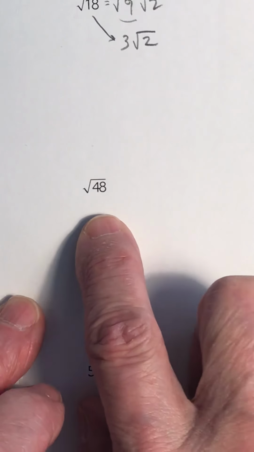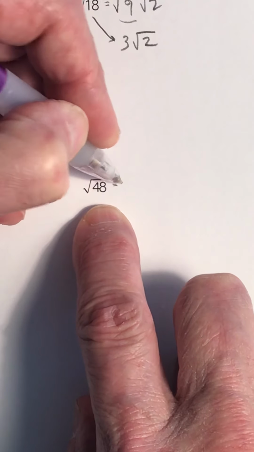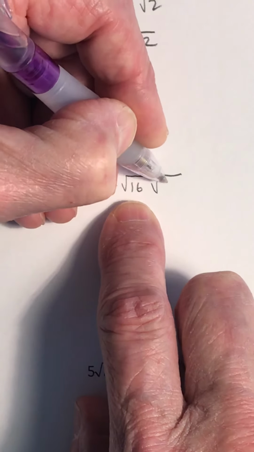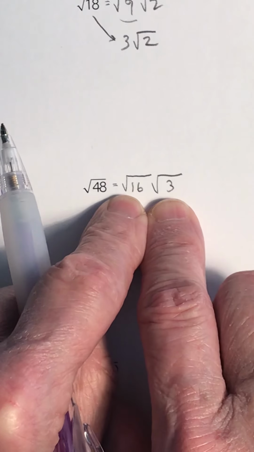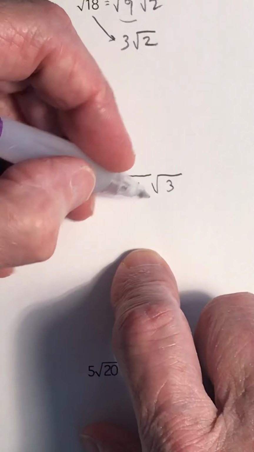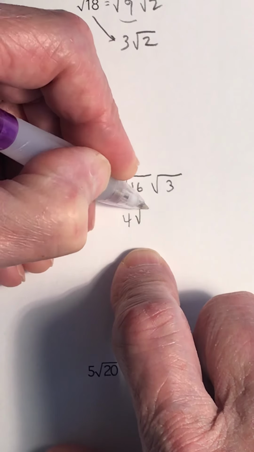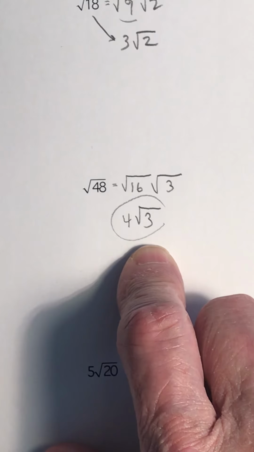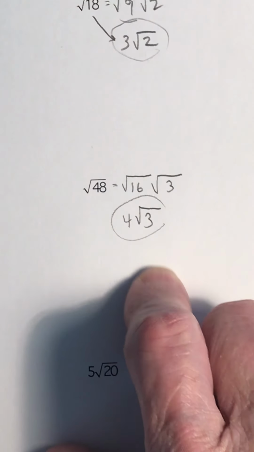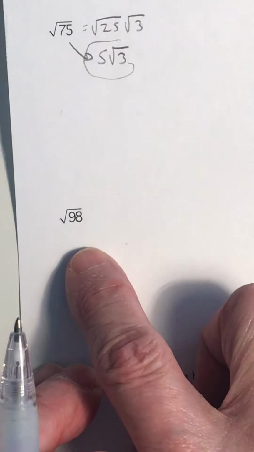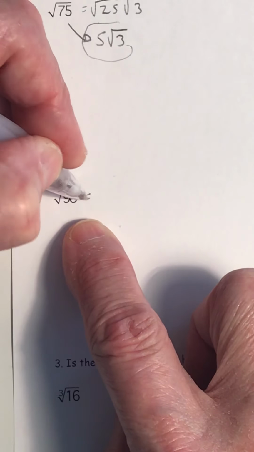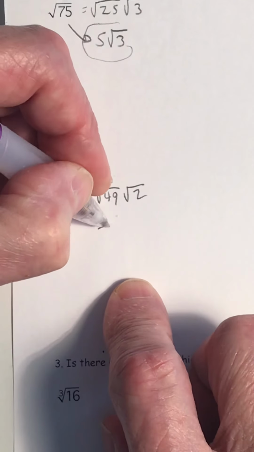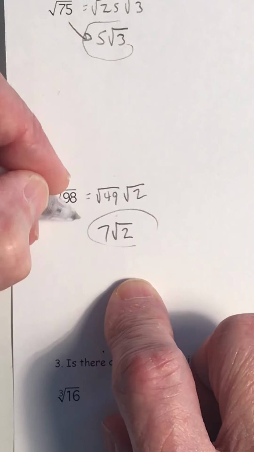And here's this one. Divide by 2, you get 24. That's no help. Divide by 3, you get 16. So there's 48 factored into 16 times 3. 16 is a perfect square. It's the square of 4. So we get 4 square root 3. Okay. Hope I'm not going too fast. Here is 98. 98 divided by 2 is 49. Very nice. 49 is a perfect square. That becomes a 7. So it's 7 square root 2.